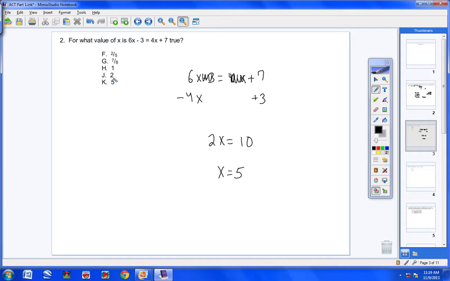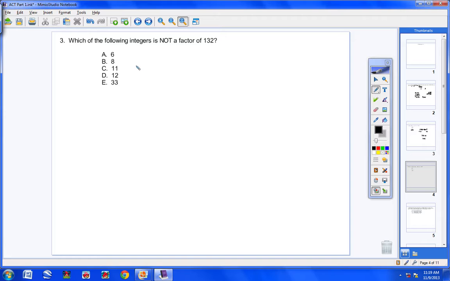I did that in about 25 seconds, and I was explaining it to you. I could have done it faster if I had just worked it out quickly, okay? So sometimes you want to plug in answers, sometimes you want to solve the problem. You just have to really be aware of what's best for you, okay? Let's move on now to number 3. Which of the following integers is not a factor of 132?